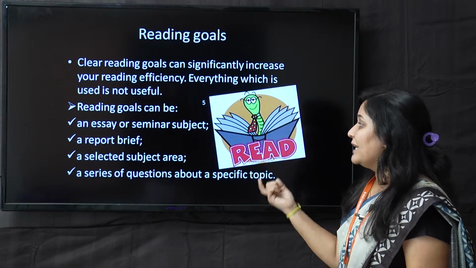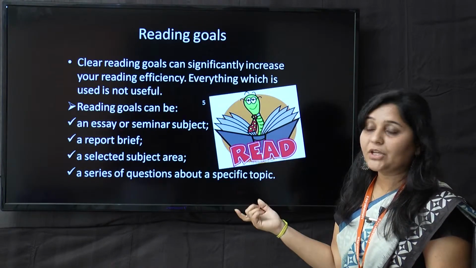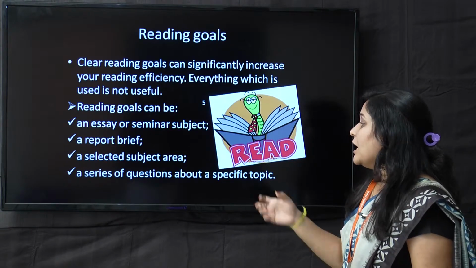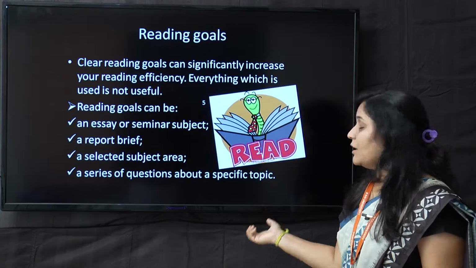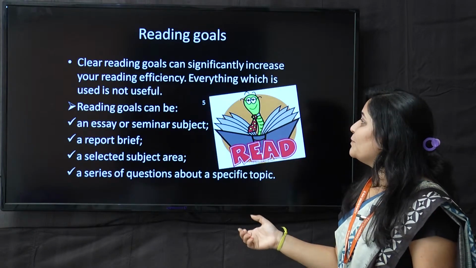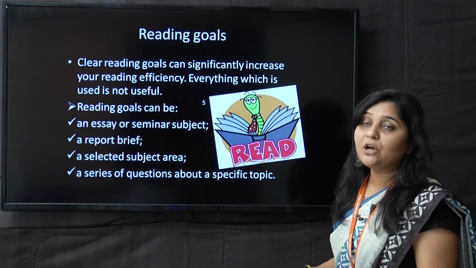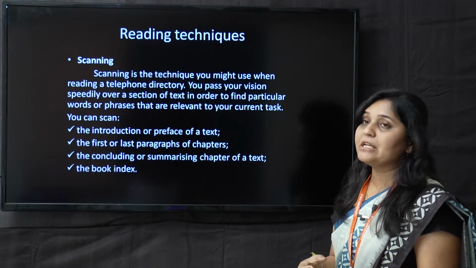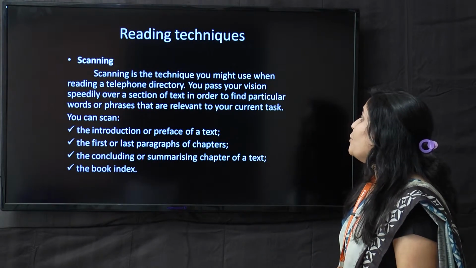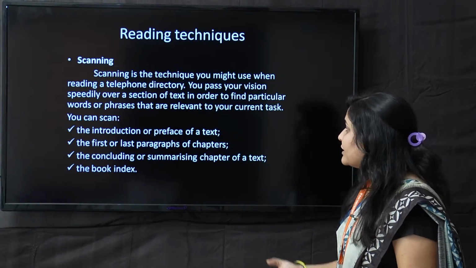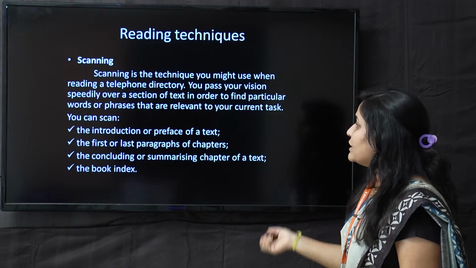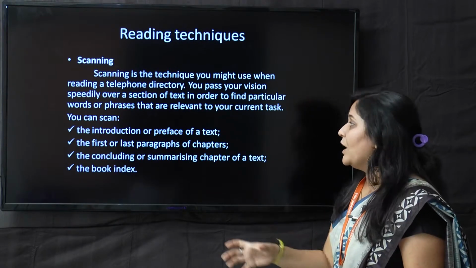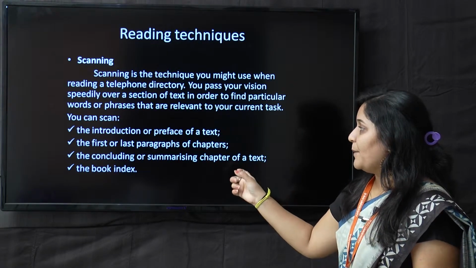The goals can be an essay or seminar subject, a report brief, a selected subject area, or a series of questions about a specific topic. We have to keep in mind what the goals for reading are. Now what are the techniques? The first is scanning. Scanning is the technique you might use when reading a telephone directory. You pass your vision speedily over a section of text in order to find particular words.